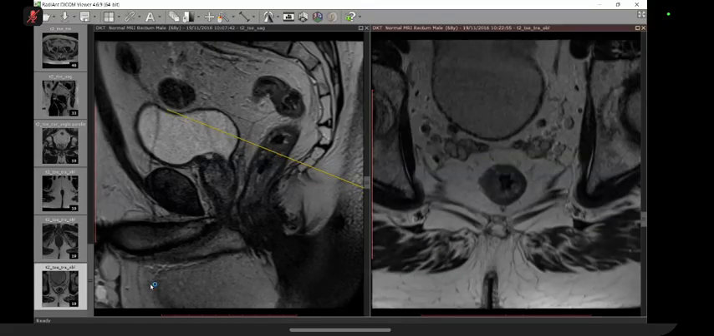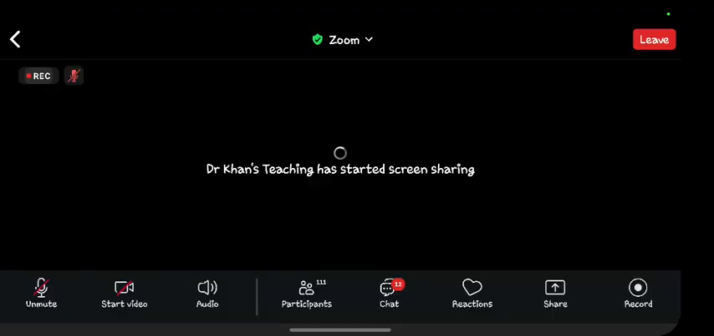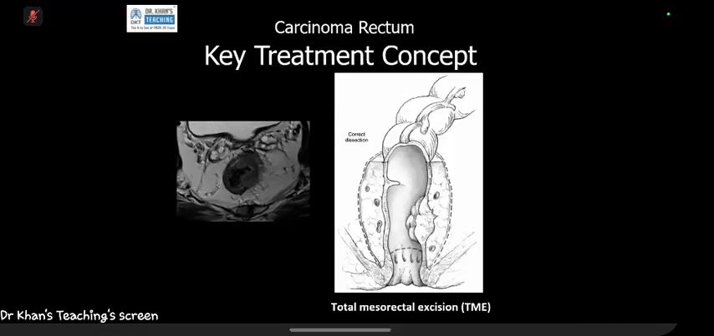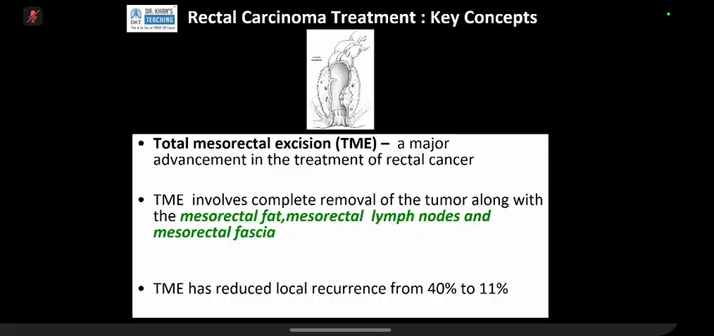So I will go back to the PowerPoint. Now, the key concept is this one on this diagram, total mesorectal excision. If you see this diagram, what they do is that they remove the tumor as well as all of this fascia, with the fat. This is known as TME in surgery. And TME has reduced local recurrence from 40% to 11%.